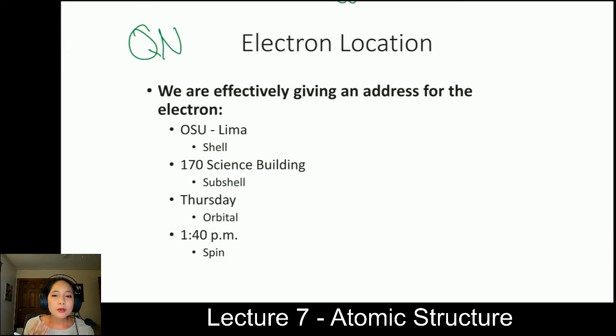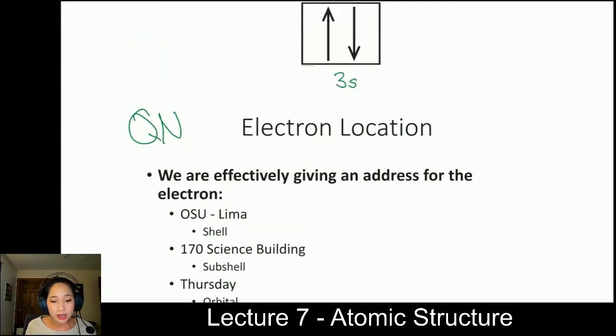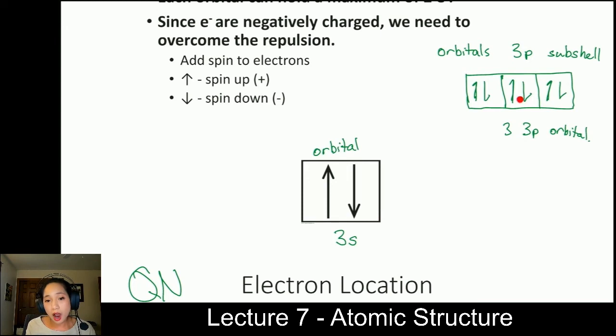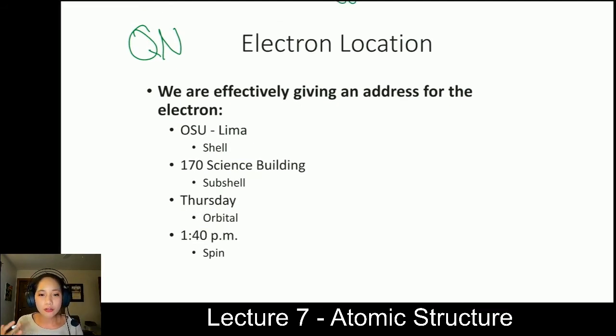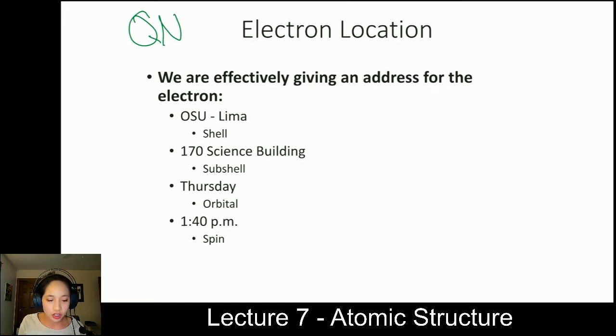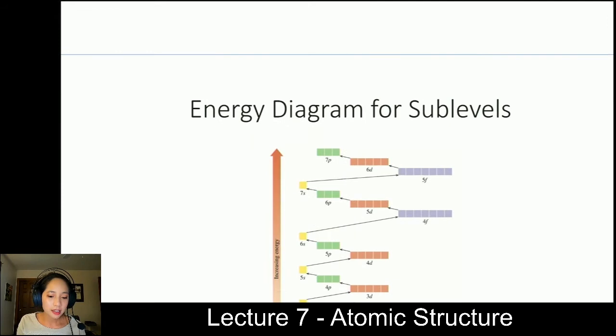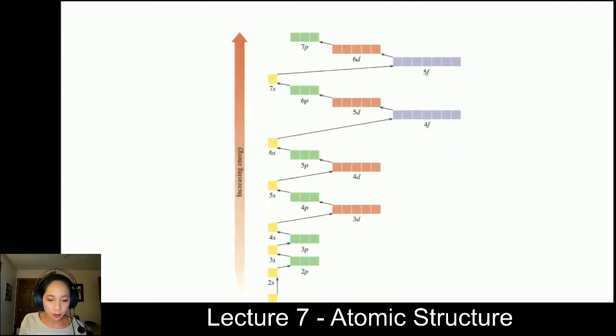And then we can be even more specific by saying what time you're in that room to locate you. And that would be like our last quantum number, the spin, essentially telling you in which box you're in, in which orbital. So again, quantum numbers are like just giving an electron location. So we can put together all 4 of our quantum numbers and how we describe them in terms of energy into a comprehensive diagram for all of the different sublevels and orbitals.